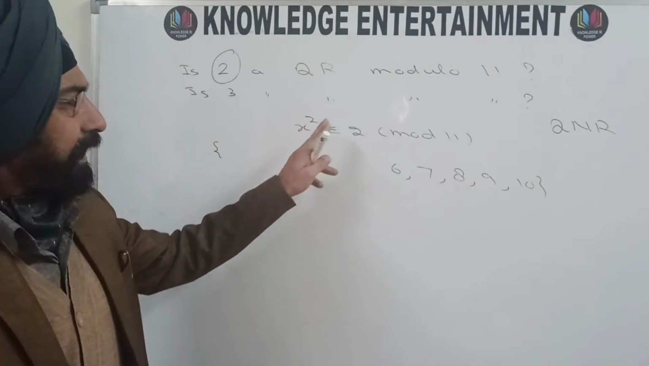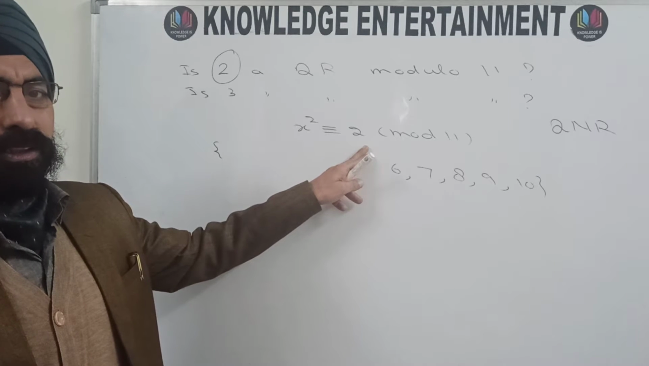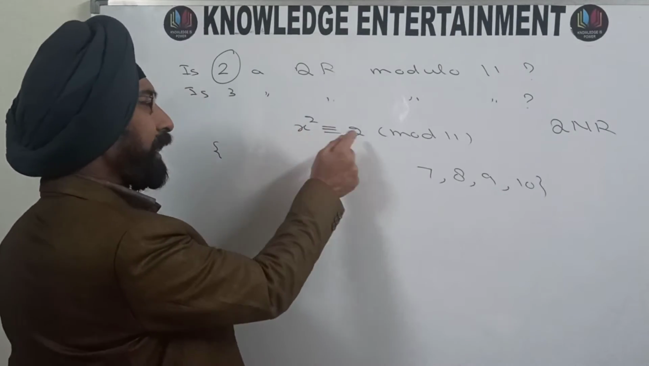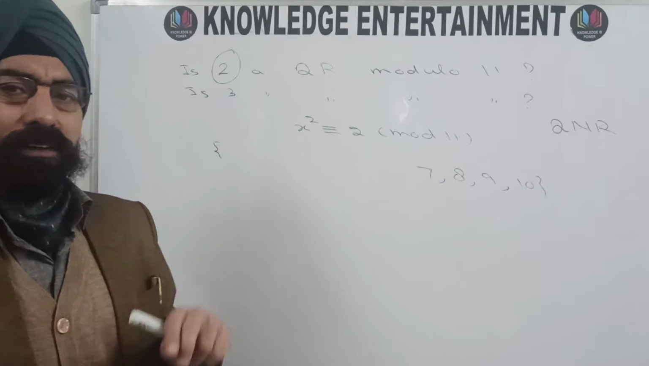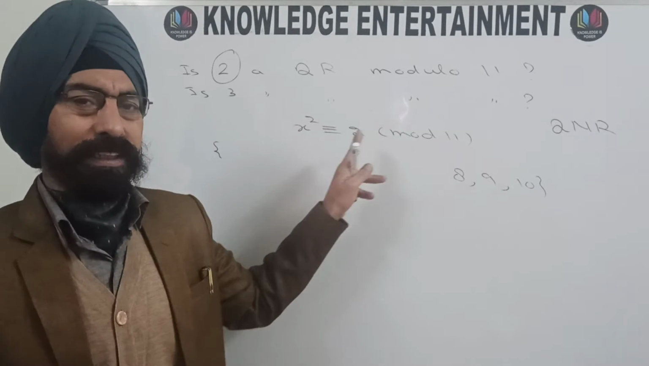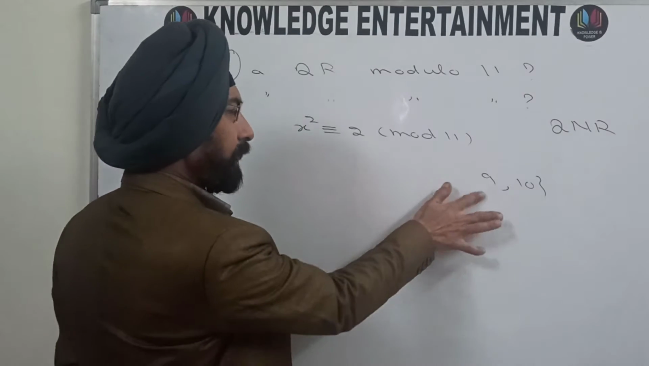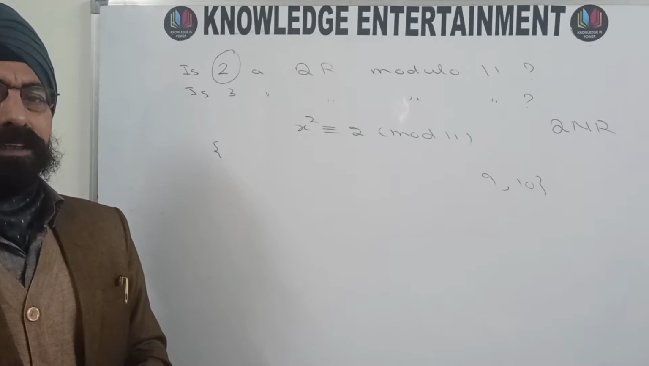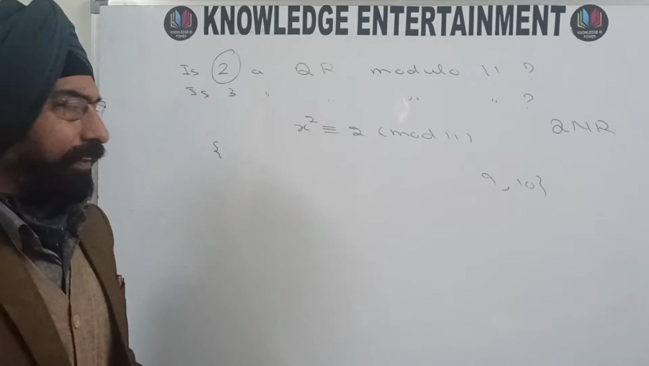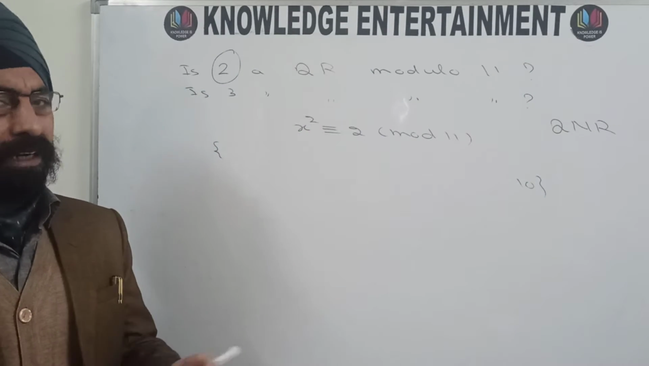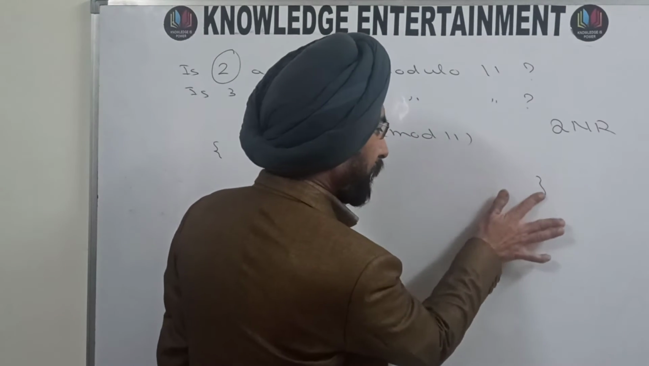6: 36 minus 2, that means 34. 11 does not divide 34, so 6 is also not a solution. 7: 49 minus 2 is 47. 11 does not divide 47, so 7 is also not a solution. 8 square is 64. 64 minus 2 is 62. 11 does not divide 62, so this is not a solution. 9: 81 minus 2 is 79. Once again, 79 is not divisible by 11, so it is not a solution. 10: 100 minus 2 is 98. Again, not divisible by 11, so it is also not a solution.